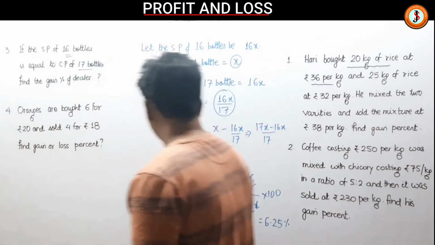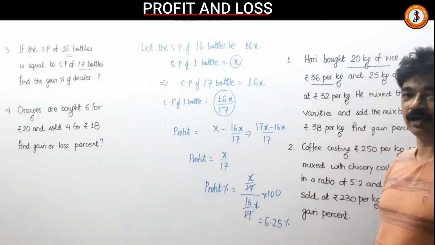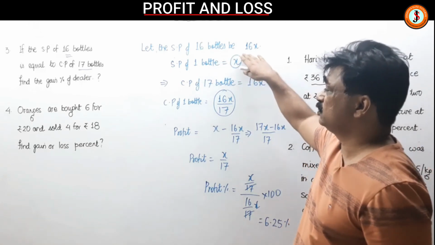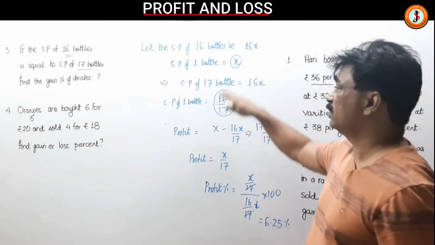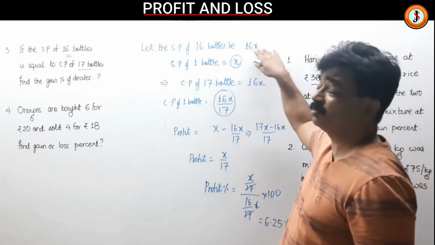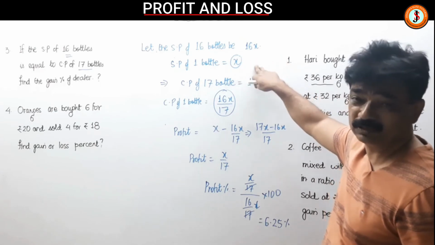So have a nice look on this. Check what I have done. It was given SP of 16 bottles is equal to CP of 17 bottles. So what I do, I assumed let the SP of 16 bottles be 16x. So SP of one bottle will be how much? 16x by 16, that is x.